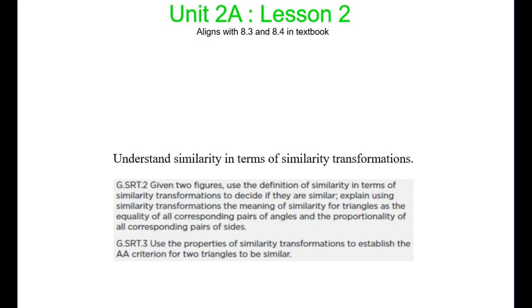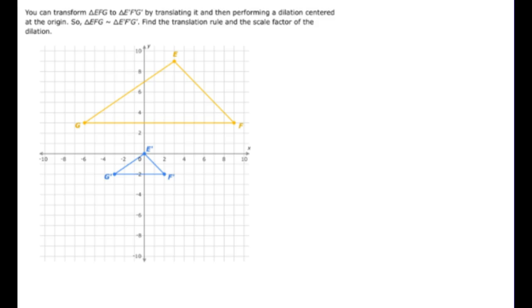Second standard we're going to cover, use the properties of similarity transformations to establish the angle-angle criterion for two triangles to be similar. In this first example, we're going to start with the triangle EFG and translate it and then dilate it to get triangle E prime, F prime, and G prime.